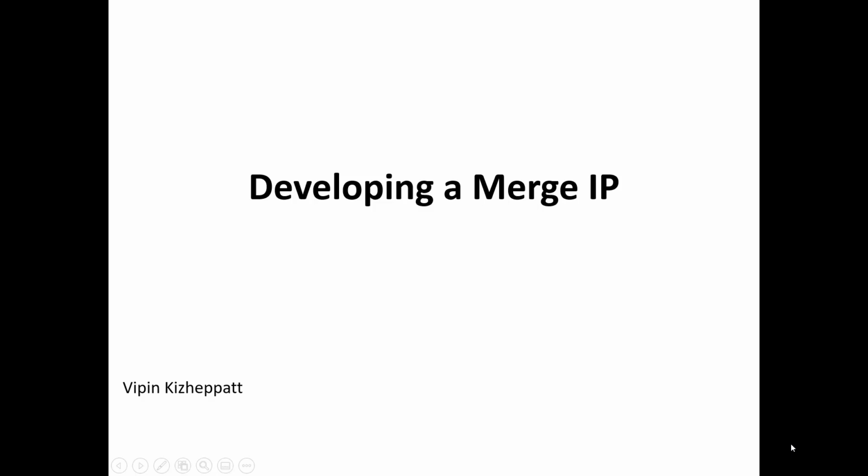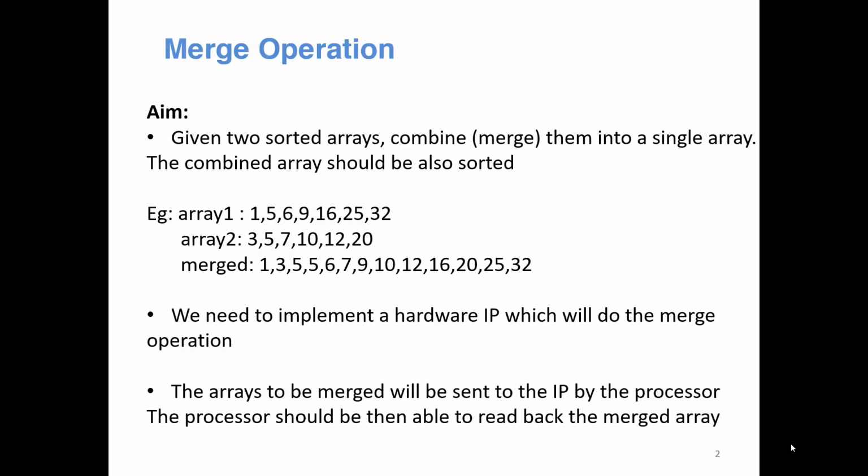Hello all. In the previous tutorial, we have seen how to use Xilinx IP core, especially the Xilinx FIFO, in your design. So in this tutorial, we are going to design an IP core which will be using these FIFOs internally. So we are aiming to develop an IP for doing the merge operation. Merge operation is an important part in merge sort operation. You might have seen it, which is an algorithm for merging numbers. So this is the aim.